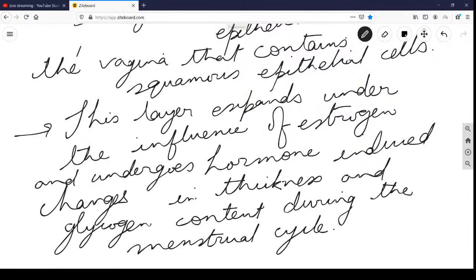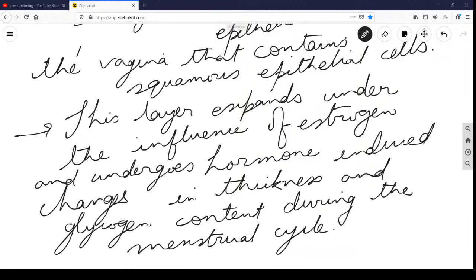Now, these changes can be detected. If you want to detect these changes, you can swab the lining and look at the cells under the microscope in the lab, which is a procedure known as the vaginal smear. You can just take a smear, swab it and visualize it under the microscope.